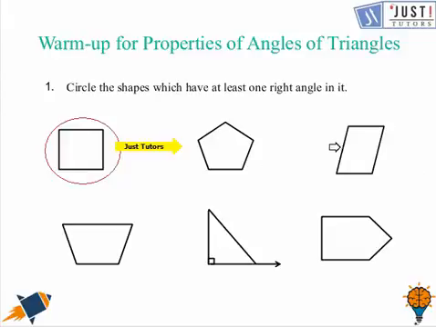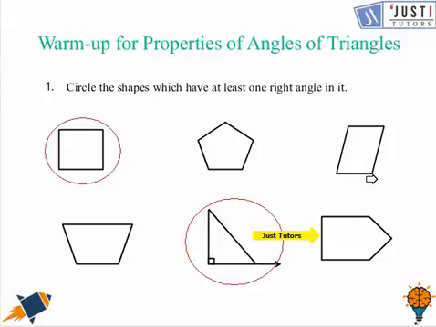The third shape that we have here is a parallelogram, and as we can see that it either has acute angle or obtuse angle. The fourth shape that we have here is a trapezium. That also does not consist of any right angle. The next shape that we have is a right angle triangle, and as the name suggests, it consists of one right angle, so we can circle it. Here the last shape is irregular pentagon, and as we can see that it holds 2 right angles in it, so that's the shape which we can circle there.